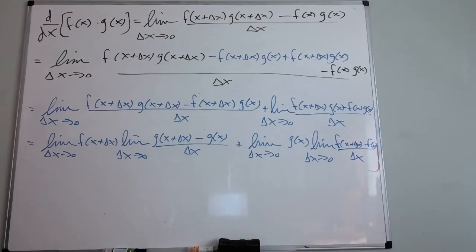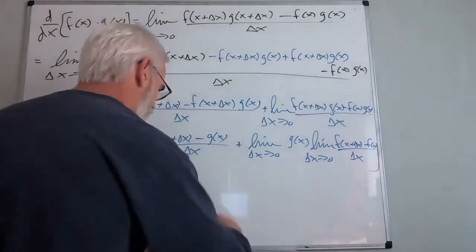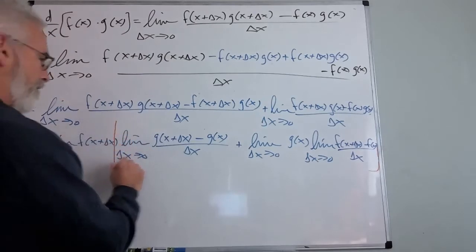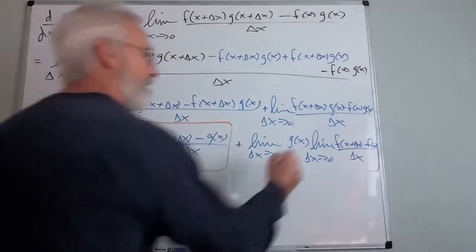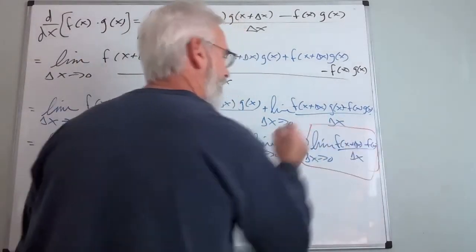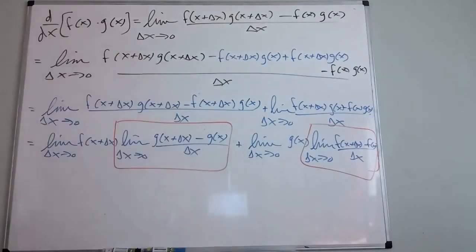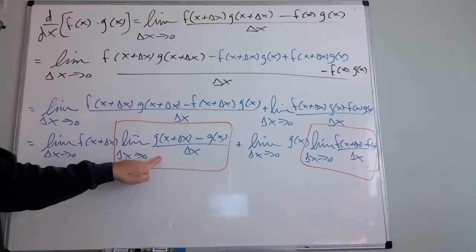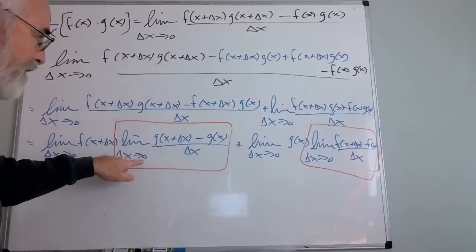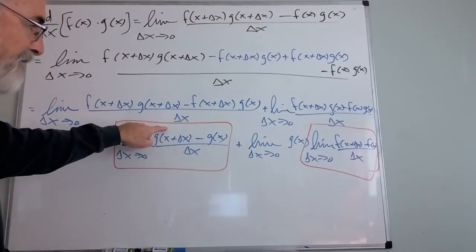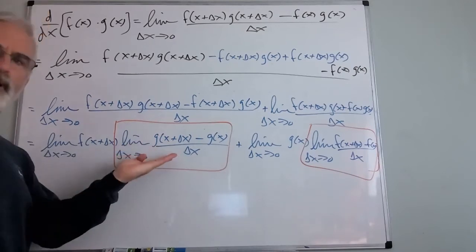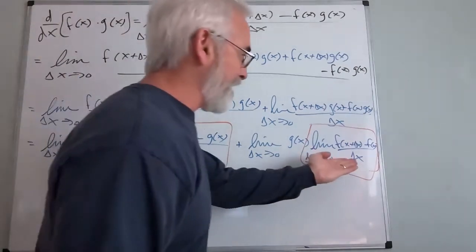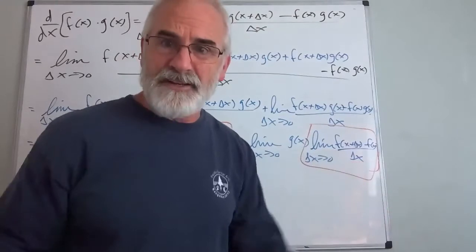We're done. This looks really big and huge and scary. Well, that and that we should recognize. That's the definition of the derivative for g of x. The limit as delta x goes to 0 of g of x plus delta x minus g of x over delta x. That is g prime of x. That is f prime of x. That's the definition of it.